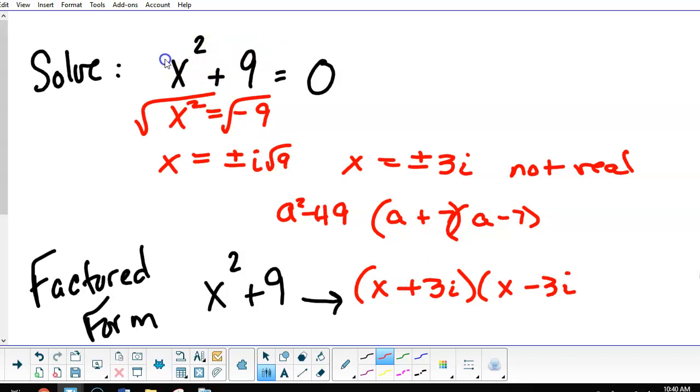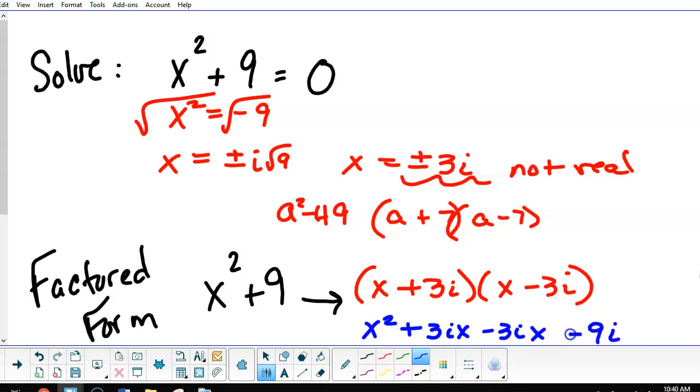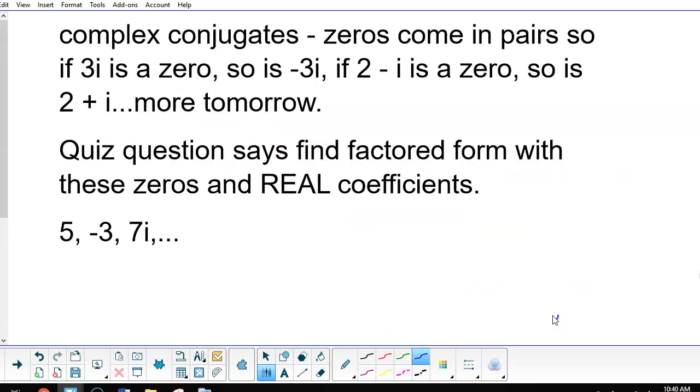Remember, we started with this question up here. This is the same thing. And these were the solutions. So these are the factors. Okay? So if I foiled this back together, I would get x squared plus 3ix minus 3ix minus 9i squared. This would be 0. And a minus 9 times i squared would become positive 9. Everybody okay? All right. Because this is what's on the quiz tomorrow.